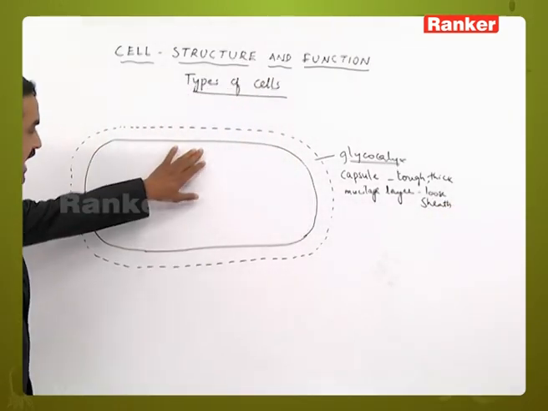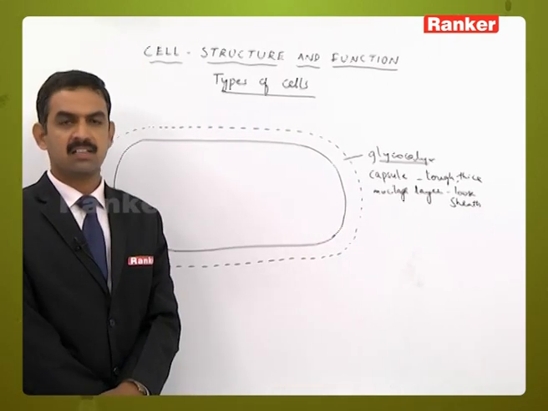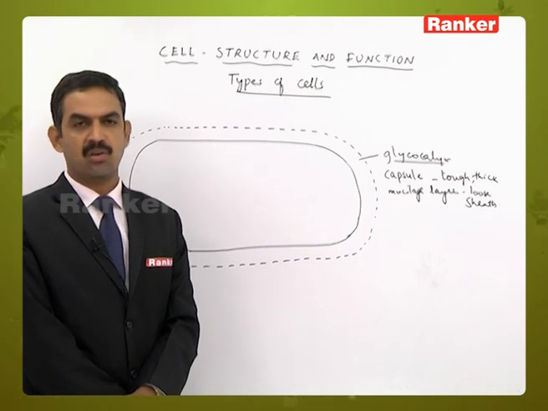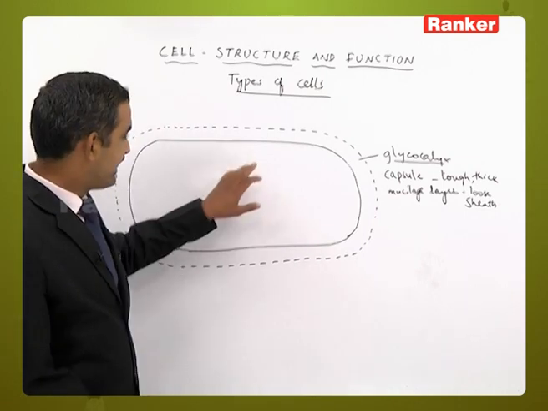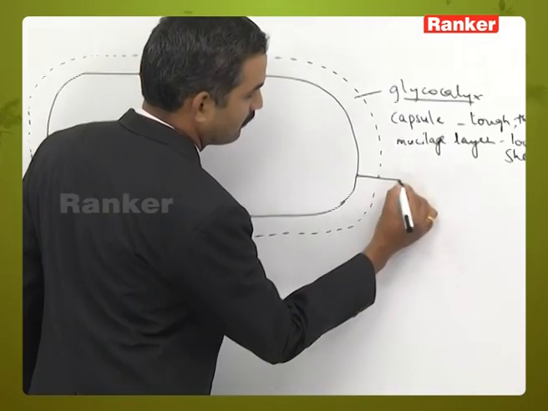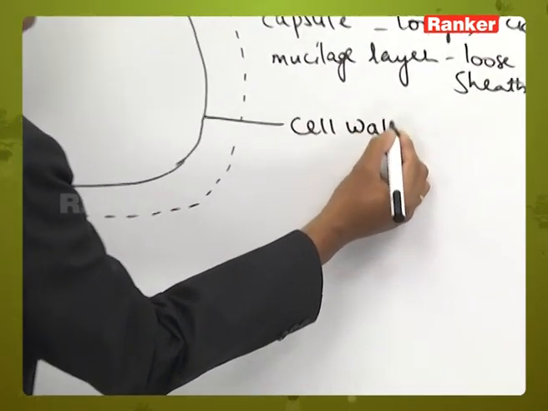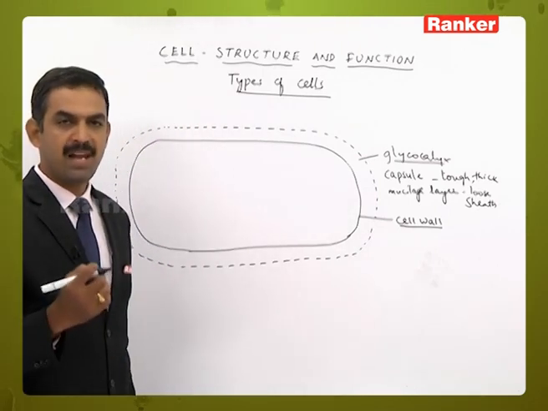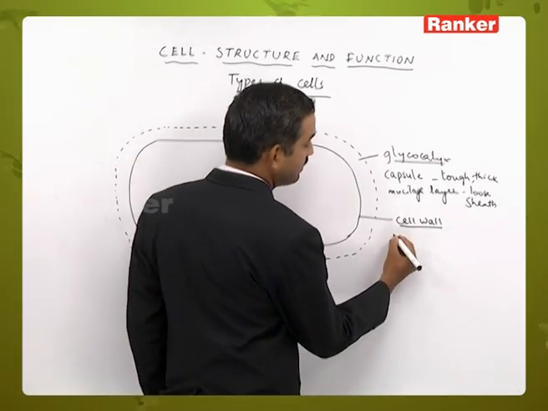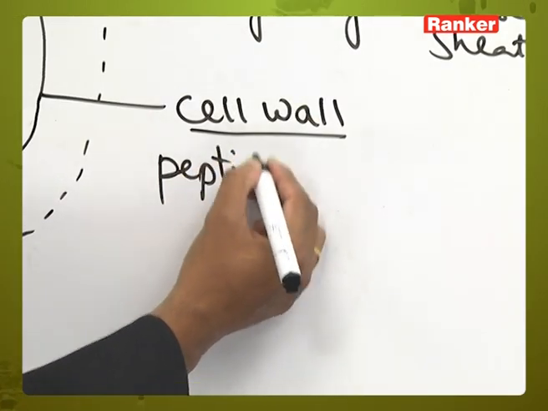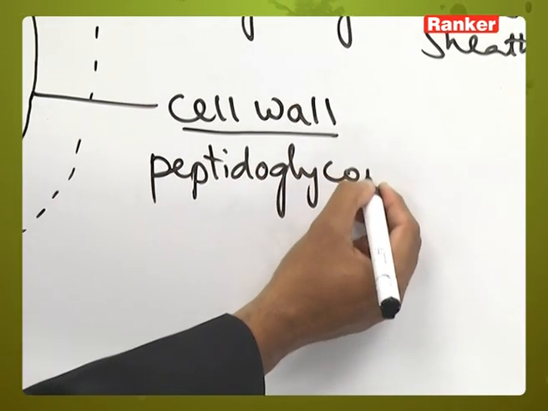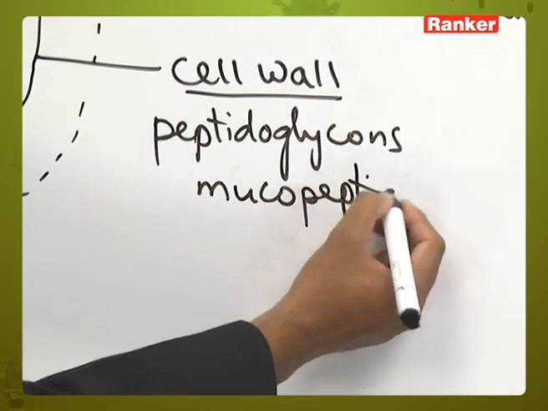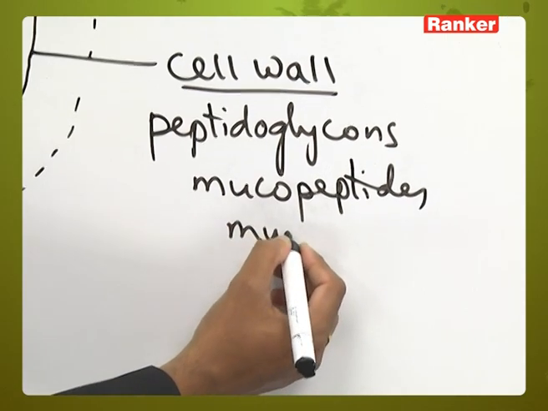The glycocalyx is concerned with protecting the cell from the exit of water, or desiccation. Then inside this is the cell wall. This cell wall is not a cellulosic cell wall like that of a typical plant cell. It is made up of peptidoglycans, otherwise called mucopeptides, muramic acid or murein.